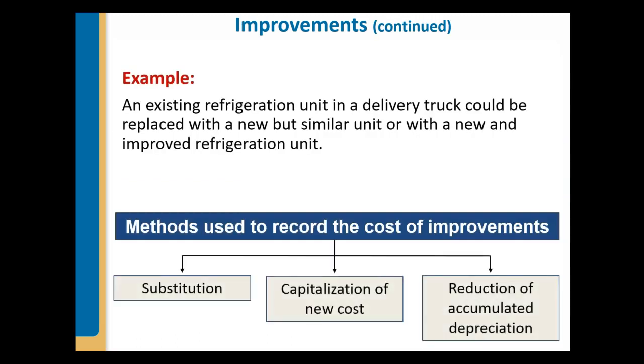So, an example. An existing refrigeration unit in a delivery truck could be replaced with a new but similar unit or with a new and improved refrigeration unit. There are three methods used to record the cost of improvements. We can treat it as a substitution, capitalization of new cost, or reduction of accumulated depreciation.